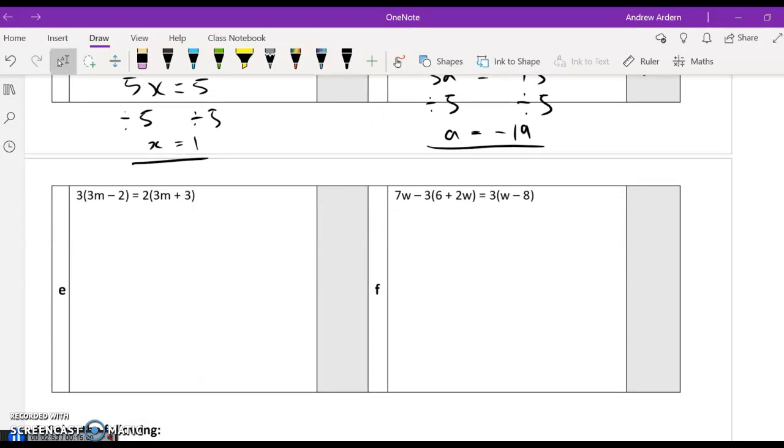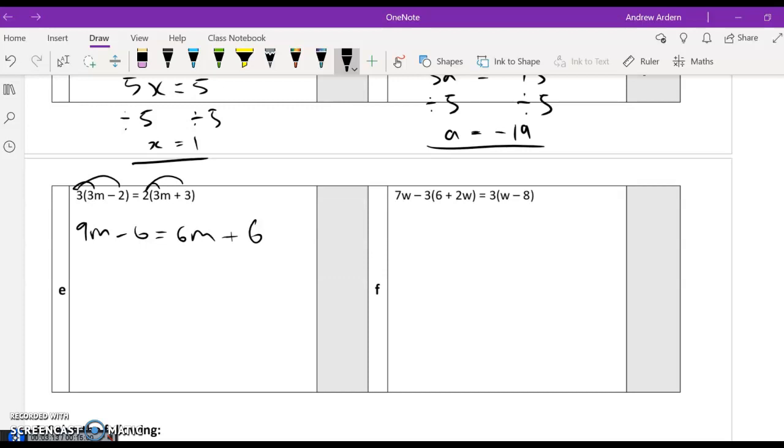Letter E. First step is to get rid of the brackets. So I'll multiply 3 by 3m, get 9m. 3 by minus 2, get minus 6. 2 by 3 is 6. And 2 by 3 is 6.